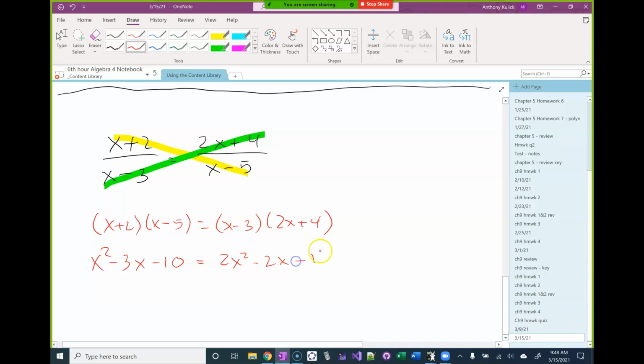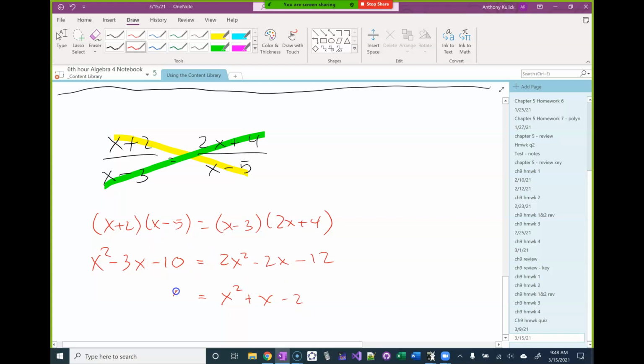So when I subtract x squared from both sides, the right-hand side, I just have an x squared. If I add 3x to both sides, I get just an x. If I add 10 to both sides, I get a -2. And there's just a 0 left on the other side. Okay with that? So then I have to look at what type of polynomial equation I have. In this case, I have a quadratic.